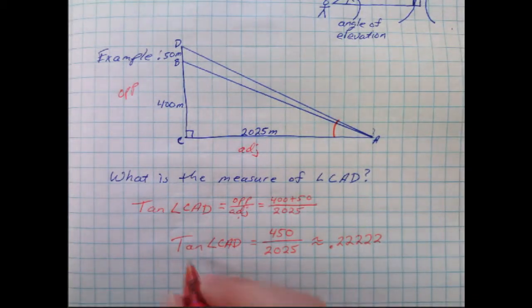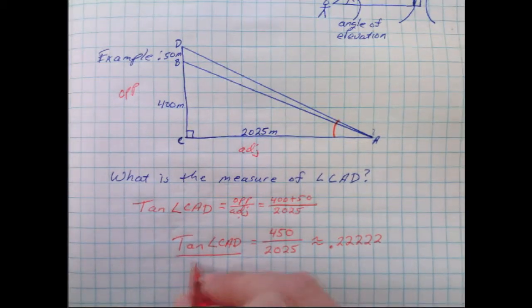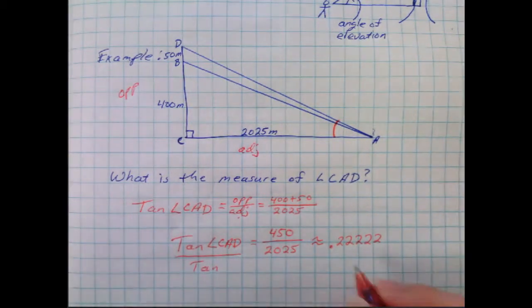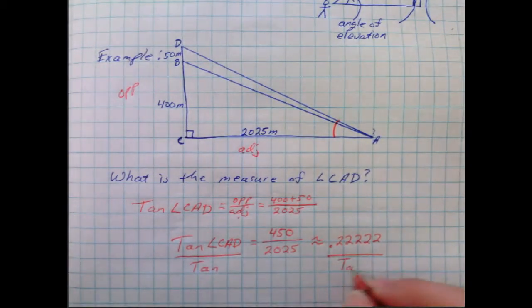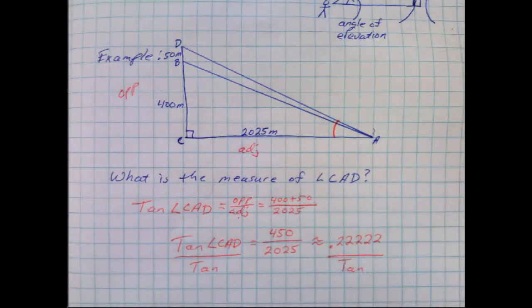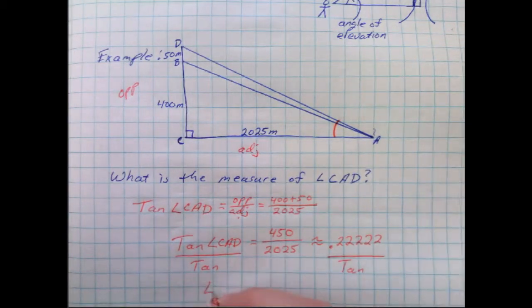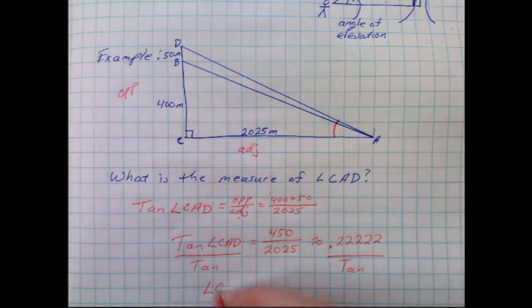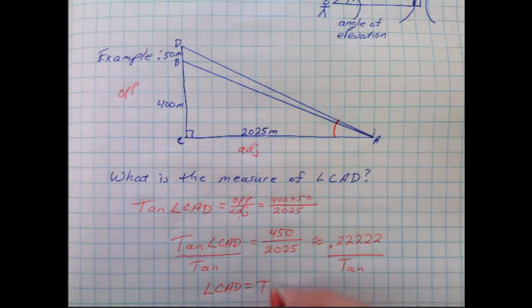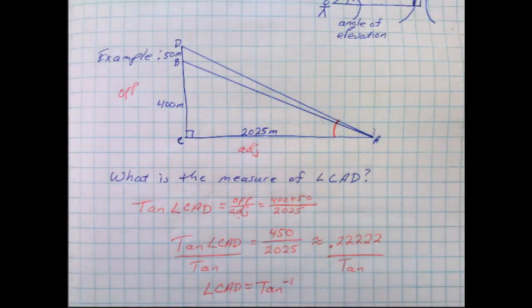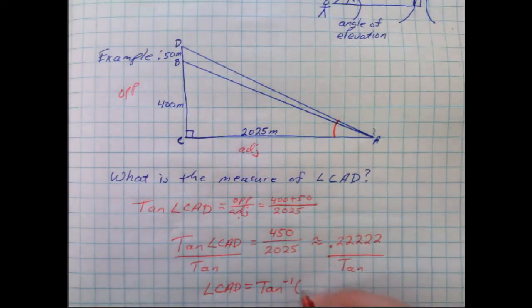Then I'm going to be dividing by tangent because I want the angle by itself. Now if you remember, we can't leave that tangent in the bottom by itself. It has to have something with it. So we're going to say angle CAD equals tangent to the -1 times that decimal, all those twos.